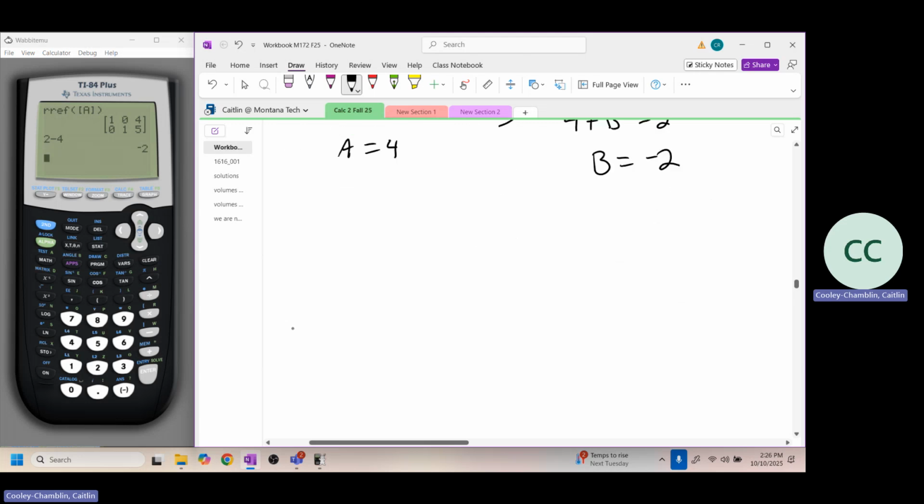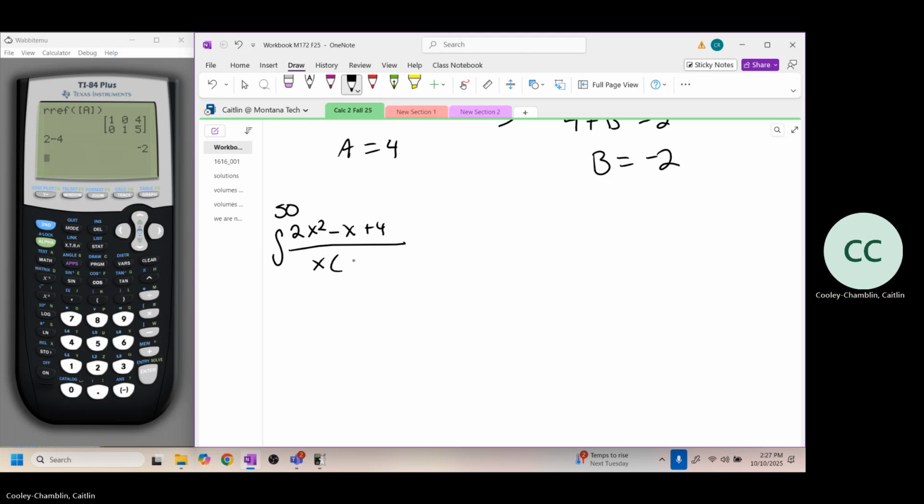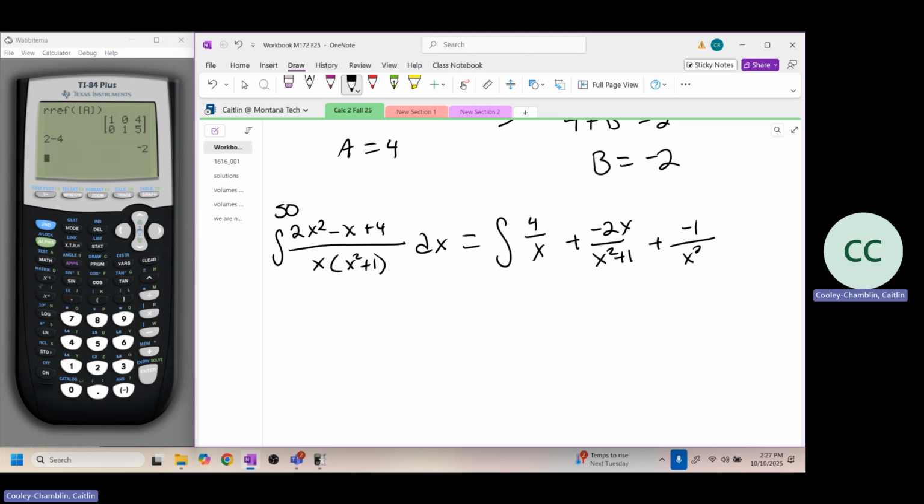So putting all this together, we have the integral of (2x squared minus x plus 4) over x times (x squared plus 1) dx is equal to the integral of 4 over x plus -2x over (x squared plus 1) plus -1 over (x squared plus 1) dx.